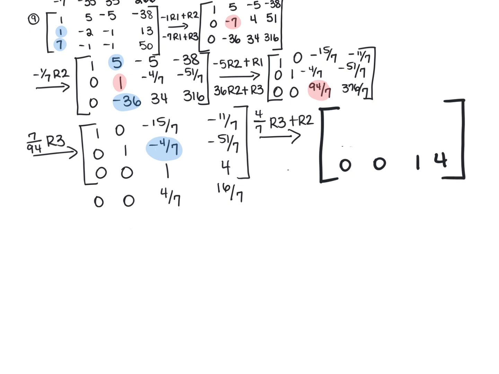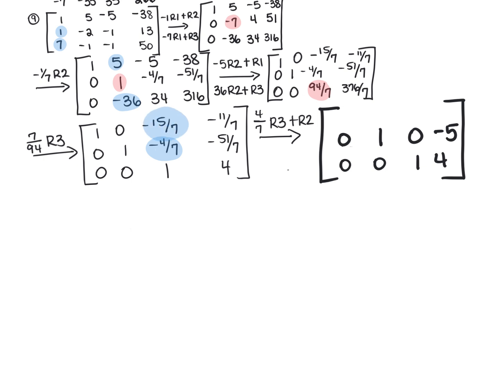And then I'm going to do this addition. So I have 0 plus 0 is 0. 0 plus 1 is 1. 4 over 7 minus 4 over 7 is 0. And then I have 16 over 7 minus 51 over 7. The denominators are already the same. And then when I subtract that, I get negative 35 over 7. And we know that that is going to be negative 5. So again, miraculous.